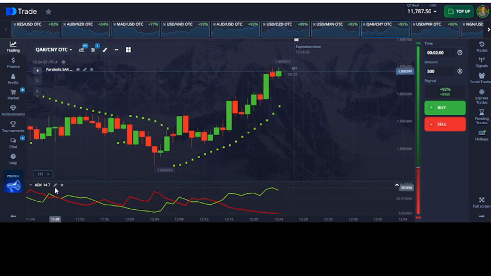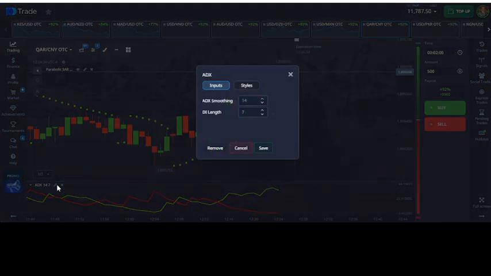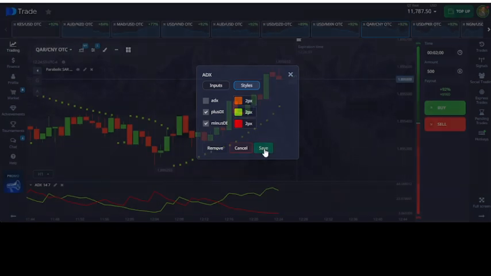And for the ADX indicator, I have the ADX smoothing set to 14, the DI length set to 7, and in the style settings, I've disabled the ADX line here. We don't need that. And I've set the plus DI line to green 2 pixels, the minus DI line to red 2 pixels. So we go ahead and save that.